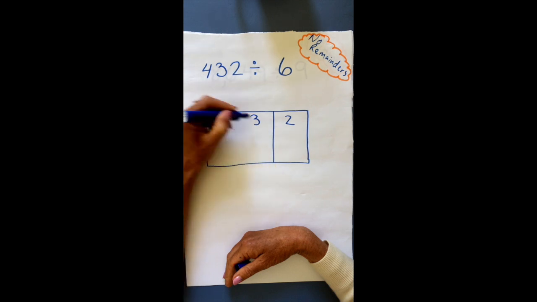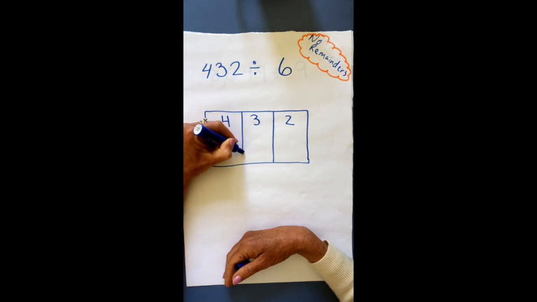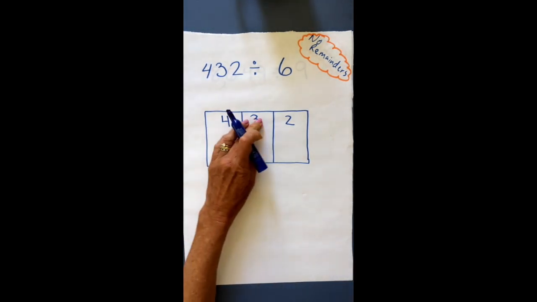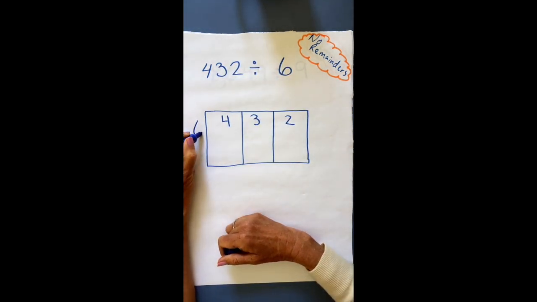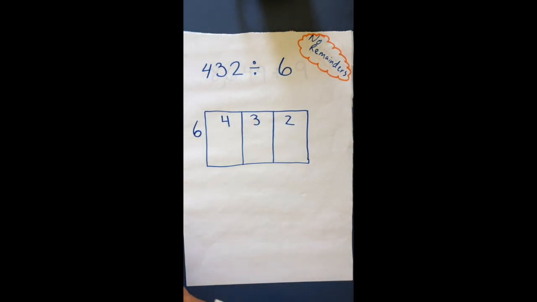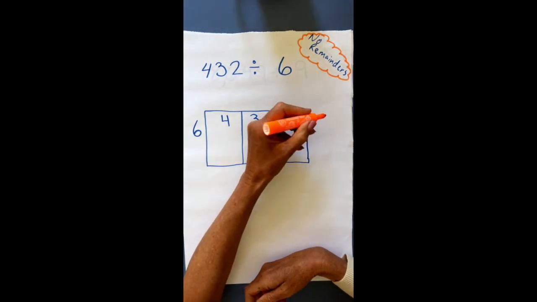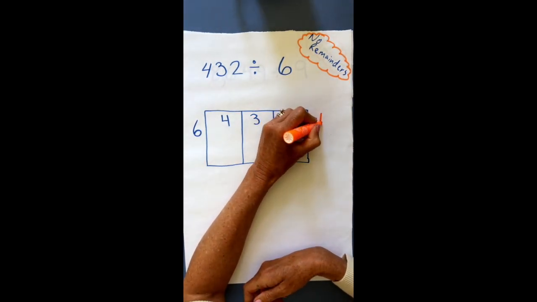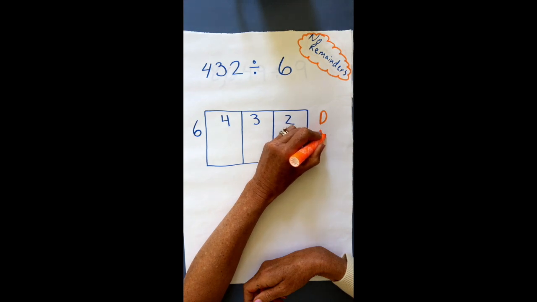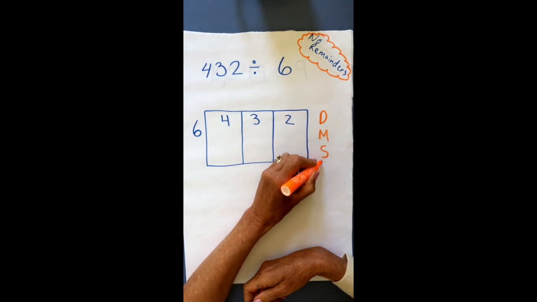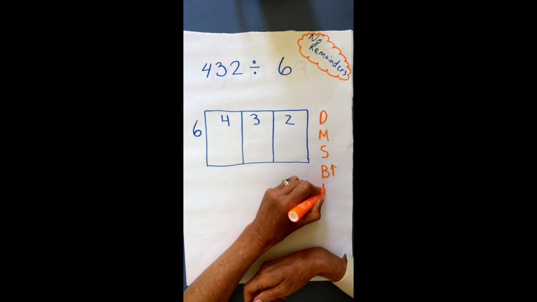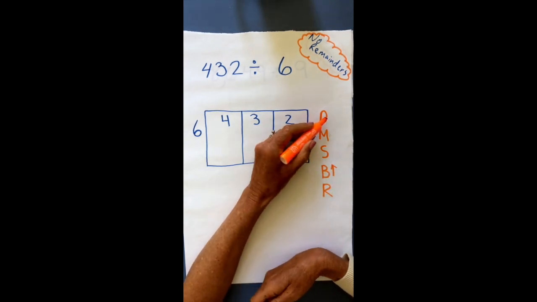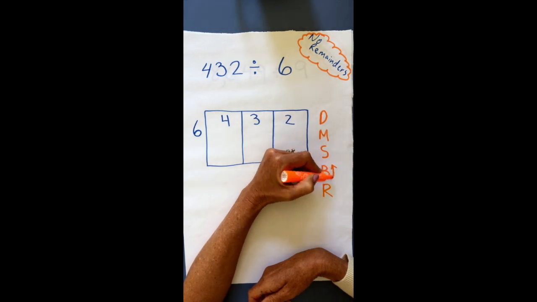I'm just dividing it into 3 boxes. So each digit has its own box. And then I put the divisor over here. So I've rewritten the problem. Now I'm going to use my mnemonic device: daddy, mother, sister, brother, Rover. And it stands for divide, multiply, subtract, bring up, repeat.